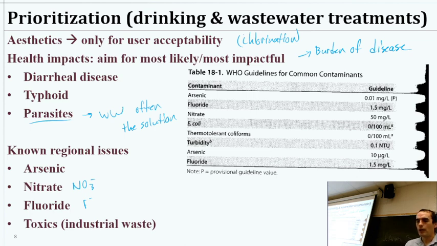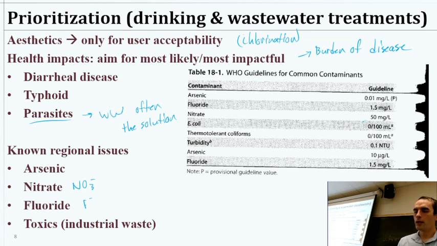So the WHO has a few guidelines here. This is from our book. For common contaminants, for example: arsenic, 0.01 milligrams per liter; fluoride, 1.5 milligrams per liter; nitrate is 50 milligrams per liter, so that's quite high actually. If I were to test my aquarium today, it would probably be somewhere like 5 to 10 milligrams per liter, if that. I haven't been feeding my fish a whole lot lately, and there's enough algae and stuff that I'm probably consuming some of it.